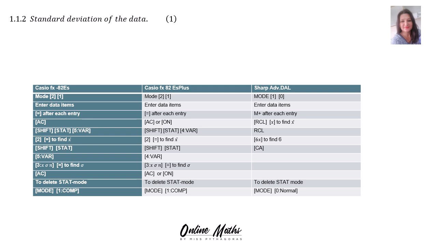Number 1.2. Find the standard deviation of the data. Now, what is standard deviation? It is useful to know whether most of the data values lie close to the mean or whether they are widely spread out with many values much higher or lower than the mean. If your standard deviation is small, it means the values are closely bunched around the mean. And if your standard deviation is large, it means the values are scattered away from the mean.